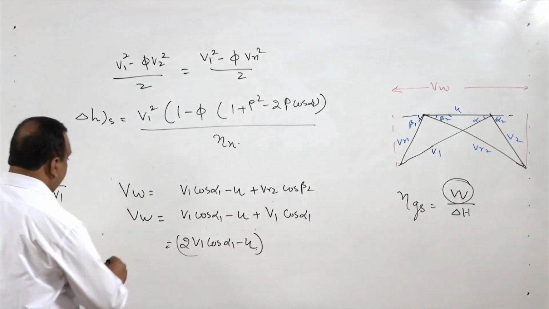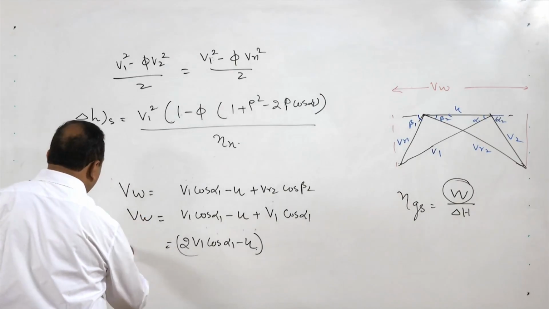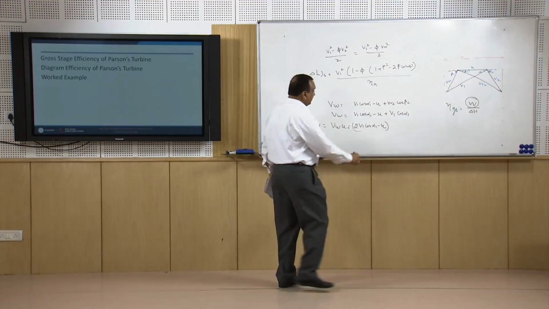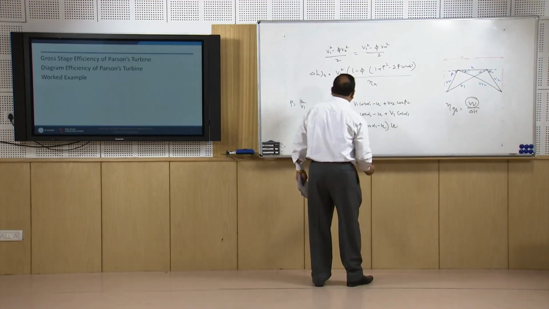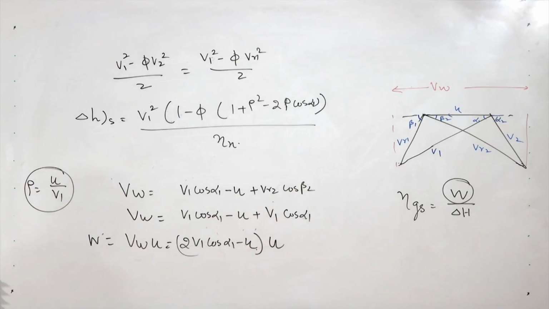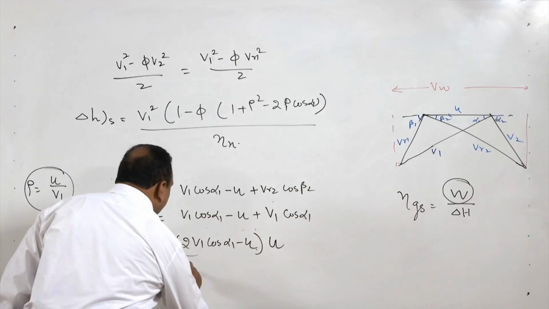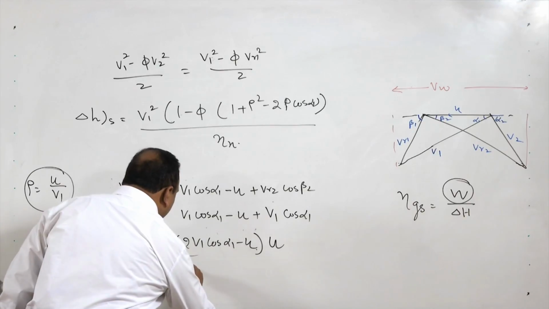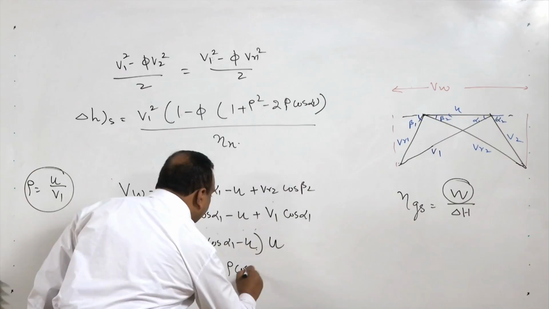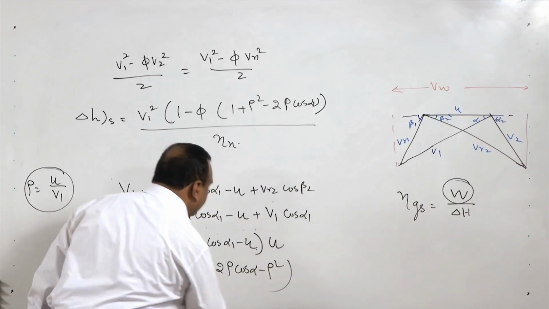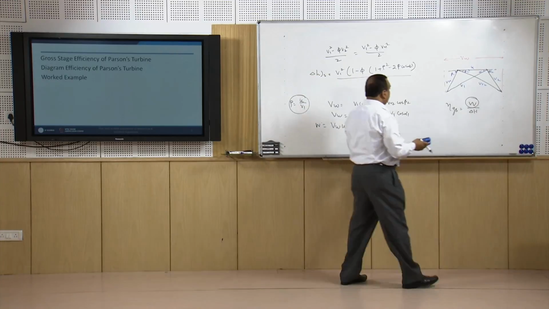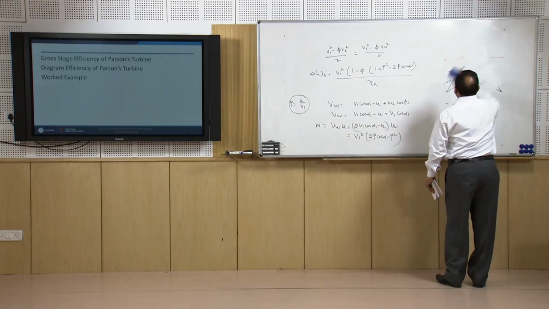Work is V_w U. So we will multiply this by U and replace U with rho V1. When we replace this, we get V1 square 2 rho cos alpha 1 minus rho square. Now we will write the expression for Gauss stage efficiency.